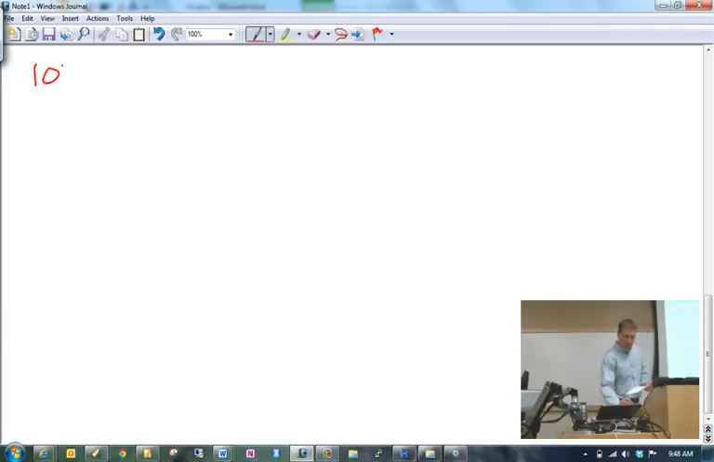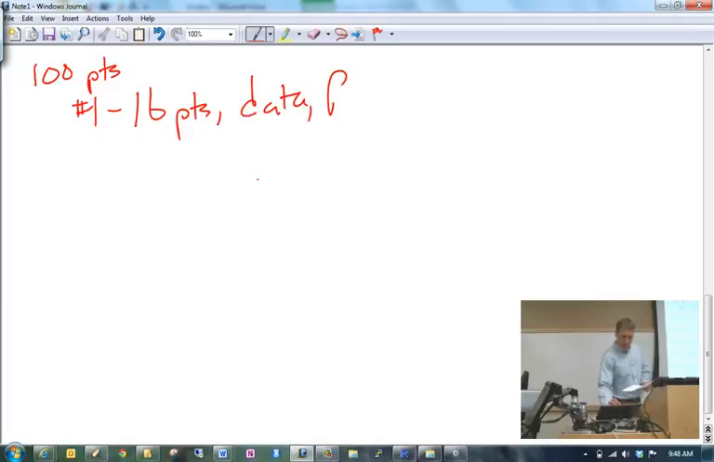The test has 100 points on it, and this is the way it looks right now. I don't anticipate changes, but this is the way it looks. Problem number 1 is 16 points. I'm going to give you some data. You're going to need to use R to do some calculations, and perhaps do some interpretations, do some other stuff. And this deals with the graphics section, or graphics set of notes.